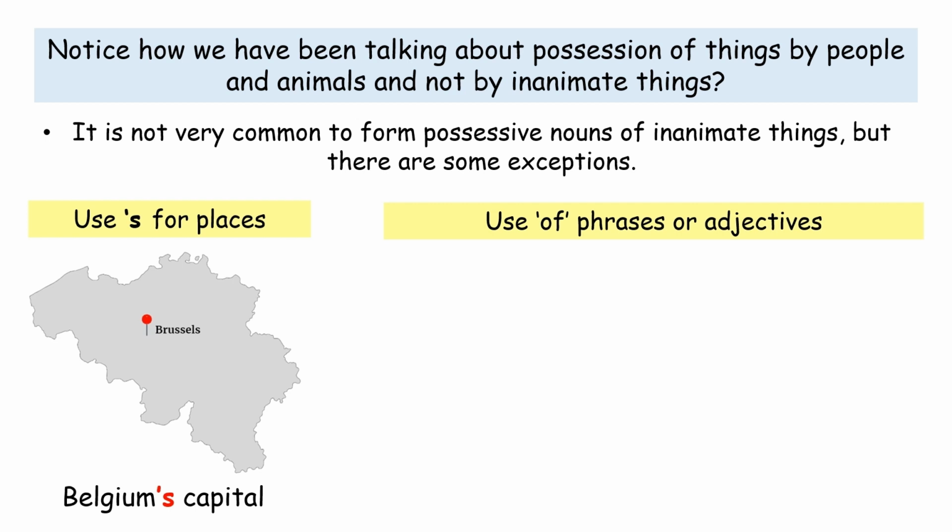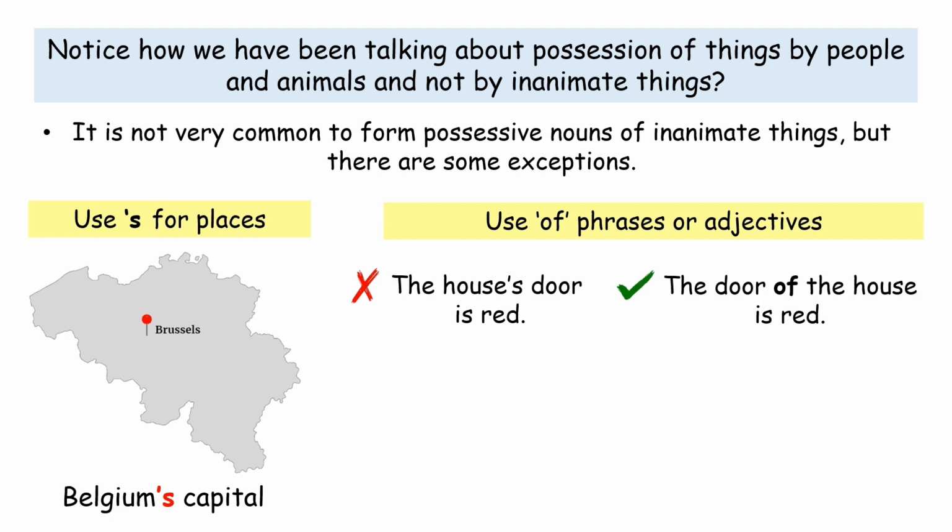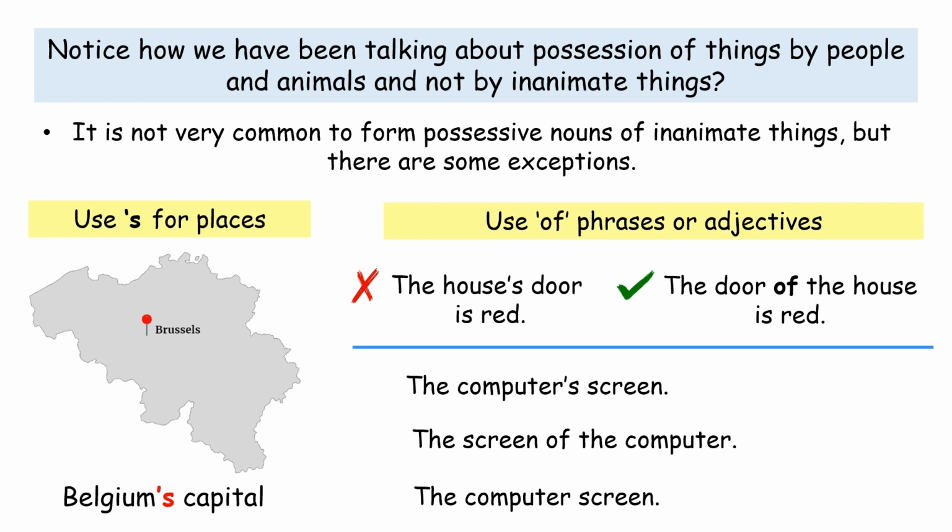But to indicate the possession of other inanimate objects, preference should be given to of phrases and the usage of adjectives. It is not very common to say, the house's door is red. We say, the door of the house is red. Let's compare the following phrases. The computer's screen, the screen of the computer, the computer screen.